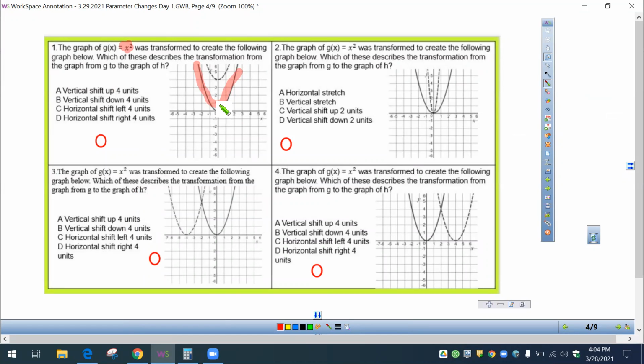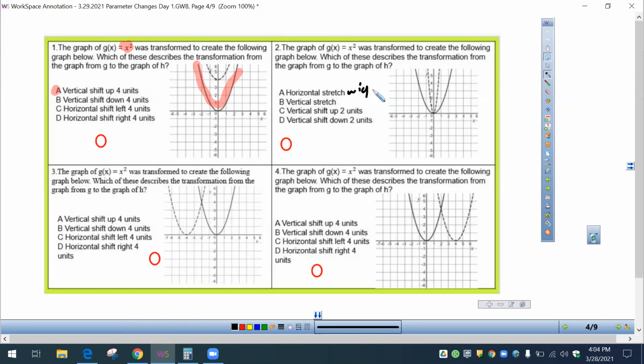You can count 1, 2, 3, 4. It's shifted up 4 units. That's all you're going to do. Now, let me talk about what a horizontal stretch is. A horizontal stretch is when it gets wider. That's a nice way to say it got wider.